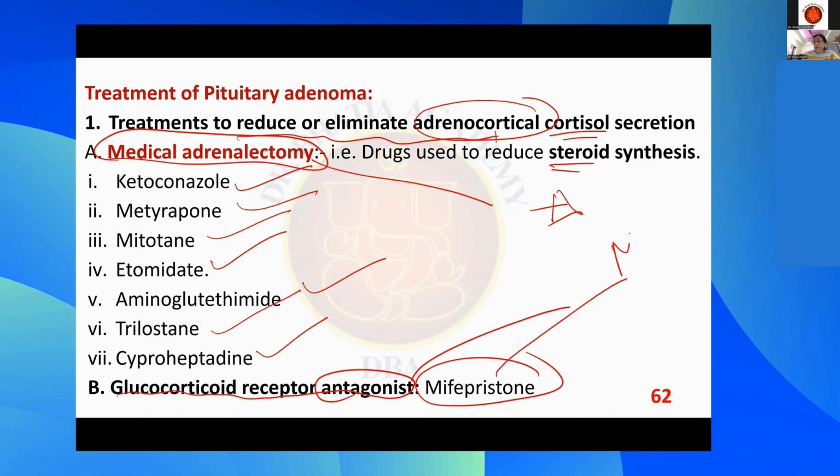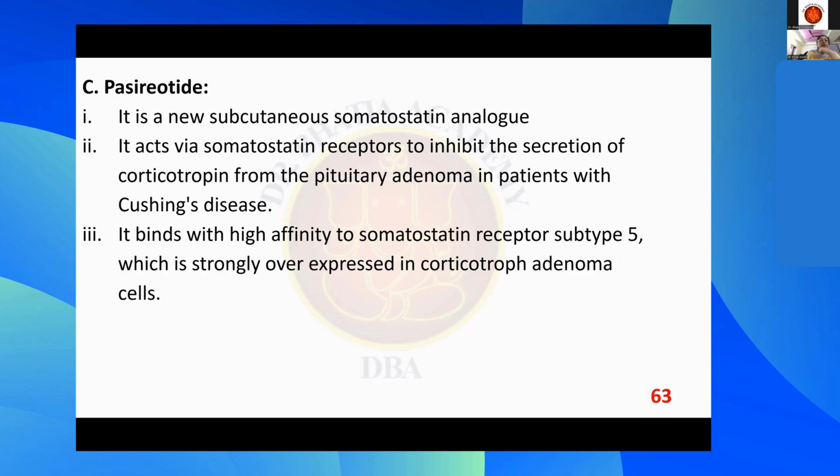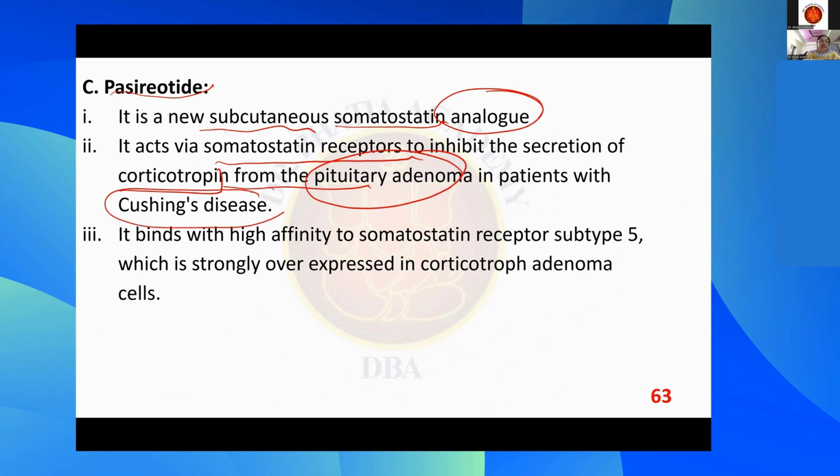Mifepristone has another use in empty pill. Then we also use pasireotide. It's a new subacute somatostatin analog. It acts via the somatostatin receptors to inhibit the secretion of corticotropin from the pituitary adenoma. So in case of Cushing's disease, you can also use pasireotide. It binds with high affinity to the somatostatin receptor subtype 5, which is strongly expressed in the corticotroph adenomas.